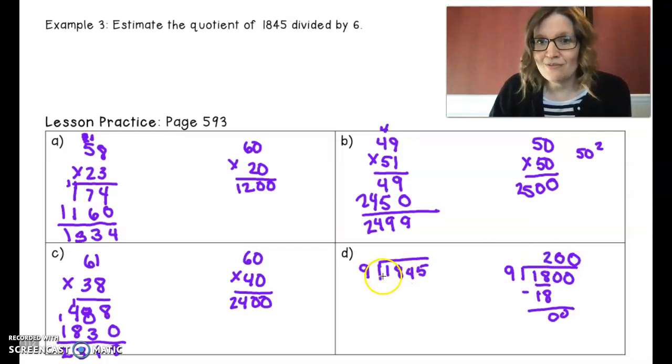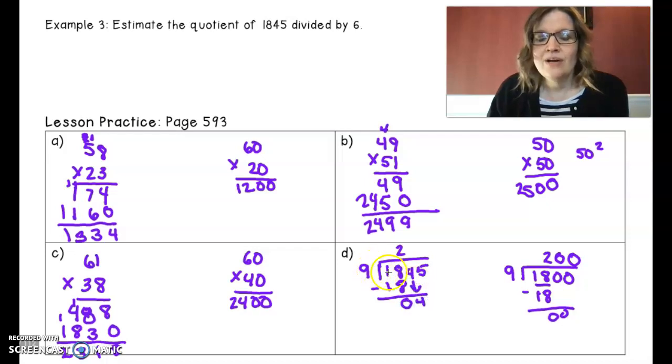Now, let's see if we're going to get a close answer. I start with my 2, because I know that 2 times 9 is 18. I subtract, I get 0. I pull down my 4. 4 cannot be divided by 9, so I put a 0. And then I pull down my 5. 45 divided by 9 is 5. 5 times 9 is 45. We subtract, and our answer is 0.